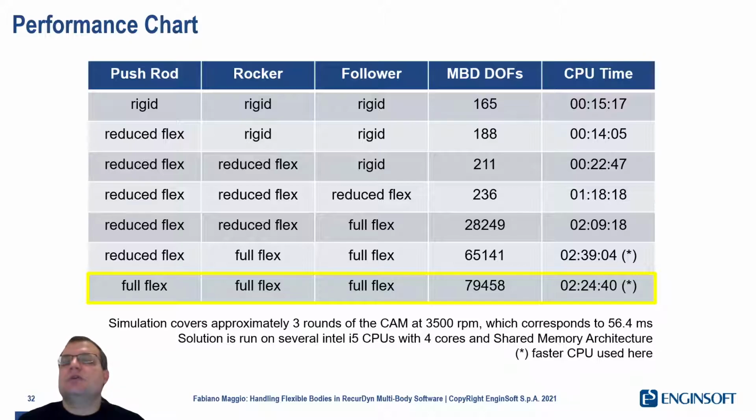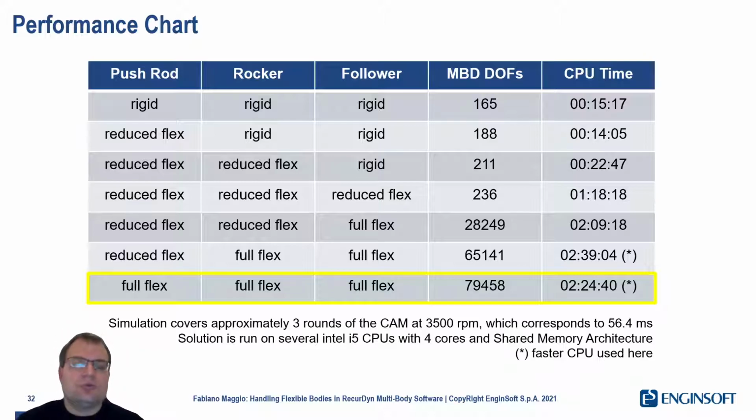I think this is also important to measure the performance of RecurDyn, the efficiency of our solver. In this table, I've collected all the tests I've made with this little model. So the number of degrees of freedom is taken from the log file from the solver, and the CPU time is the time that I measured in the computers that I've used.